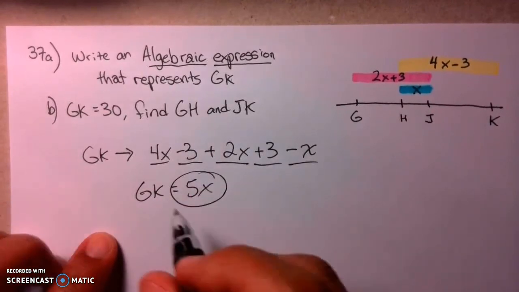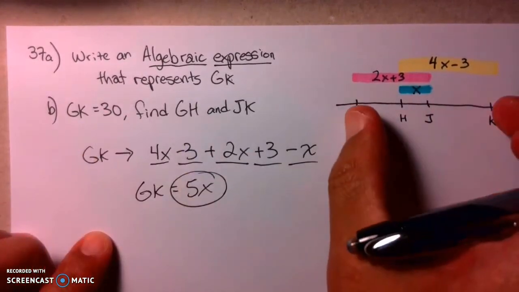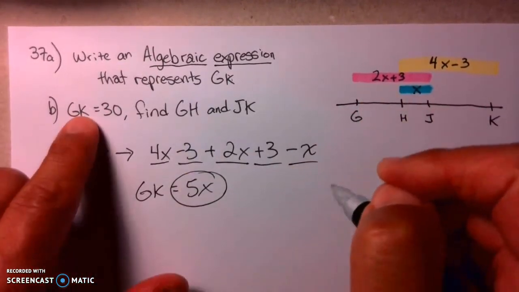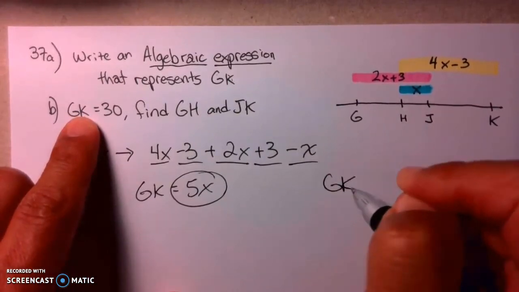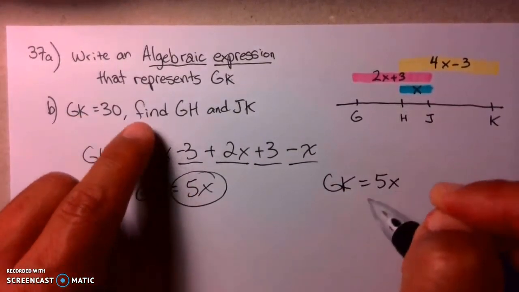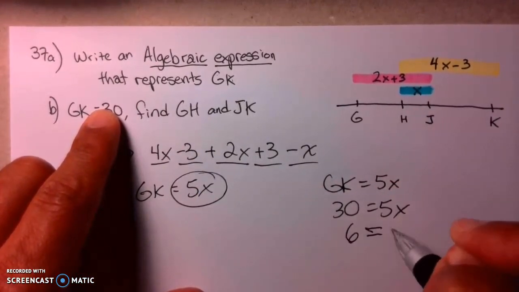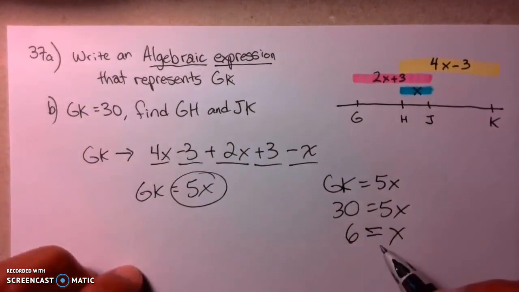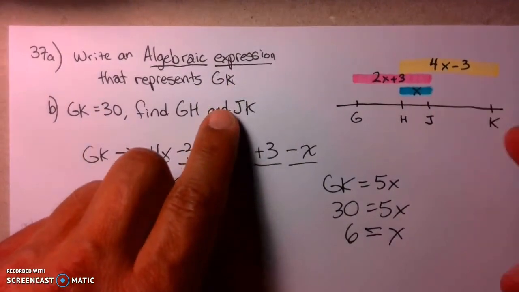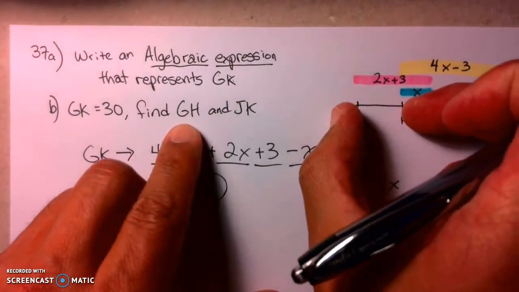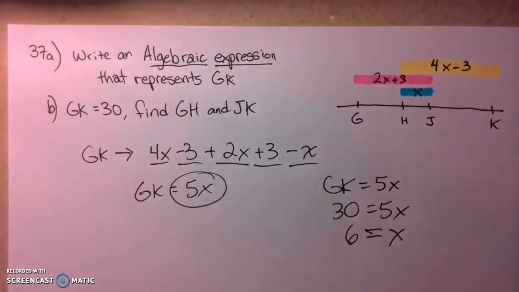That's part A. Then they say, okay, this length here is 30 units. So basically, GK is 5x, and GK is now 30. We can simply solve for x, which looks like it's 6. And then once I have 6, I can plug it in and figure out G to H. I can figure out J to K, whatever I want from there.